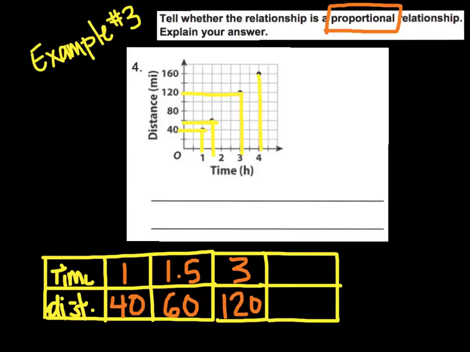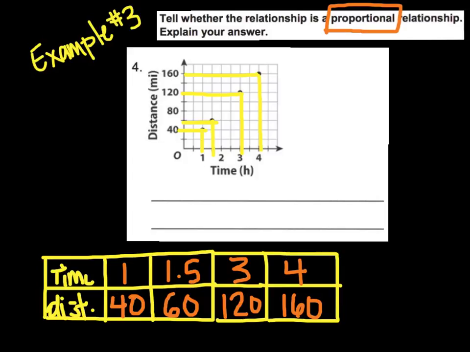I'm going to draw a line straight down. It matched up with 4 on the x-axis. When you go straight down, matches 4. And then if I draw a line straight sideways, that matches up with 160. So I'm going to add that to my table. Once we have our table, we are going to create our fraction and ratio, divide, and see if we get the same answer every time.